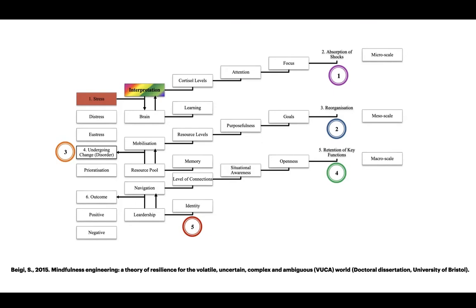And at the macro scale, the retention of key functions happens, where basically the viability of the organism lies. It is openness, situational awareness, level of connection, and then navigation. All of these are different processes that help the individual maintain their resiliency posture. And the outcome of these processes is either positive or negative.